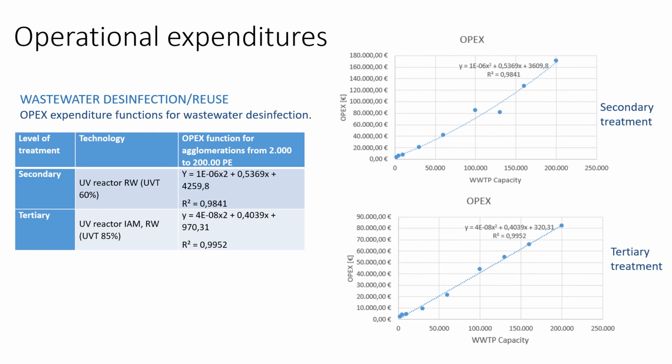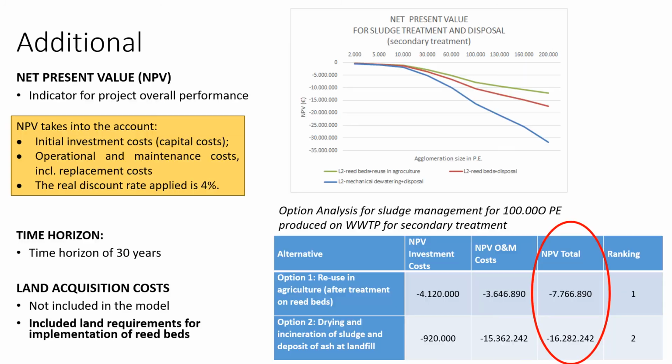The operational expenditures for wastewater reuse cover energy, UV lamps, maintenance, and other spare parts. The operational costs for a wastewater treatment plant for tertiary treatment are lower than the operational costs for a wastewater treatment plant with secondary treatment.